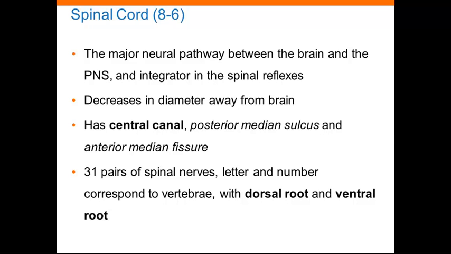There are 31 pairs of spinal nerves, and they are identified by a letter and number relating to the nearby vertebrae. Each has a pair of dorsal root ganglia containing the cell bodies of sensory neurons with axons in the dorsal root. Ventral roots contain motor neuron axons. Roots are contained in a spinal nerve.